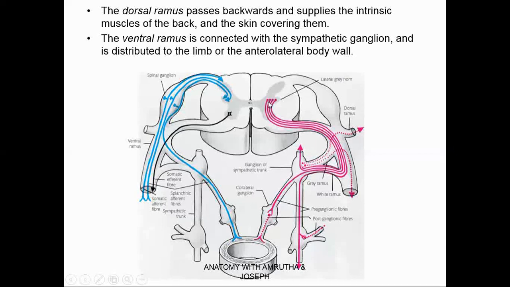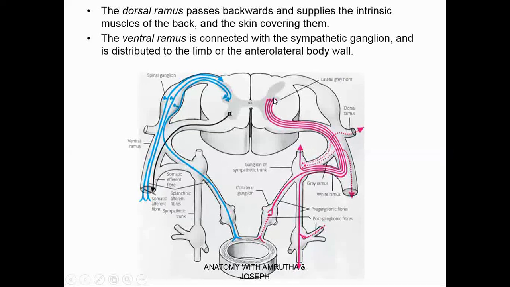So that means these fibers, the white rami communicantes, are the connection of the sympathetic ganglia with the central nervous system. If this connection is cut, the sympathetic ganglia will not get any information from the central nervous system, and it works by itself.